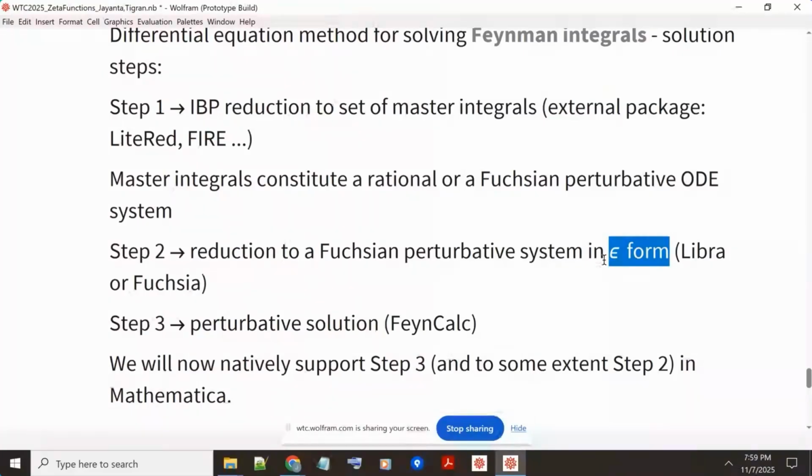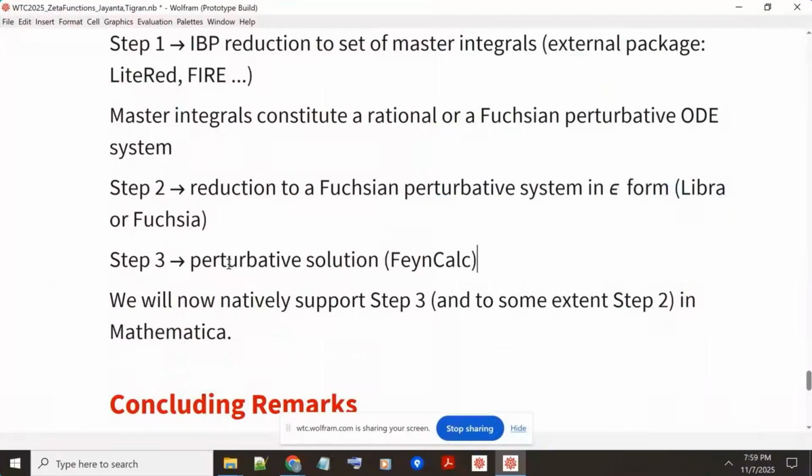And then in step 3, we solve it. We can use, for example, the package FiniteFlow. And in step 2, this reduction can be done using packages such as Libra or Fuchsia. Now, as you can understand, we will natively support step 3 in Mathematica, so we should be able to find this perturbative solution directly. And we support step 2 to some extent as of now, because as long as it is in epsilon form, we can solve those rational ODE systems.